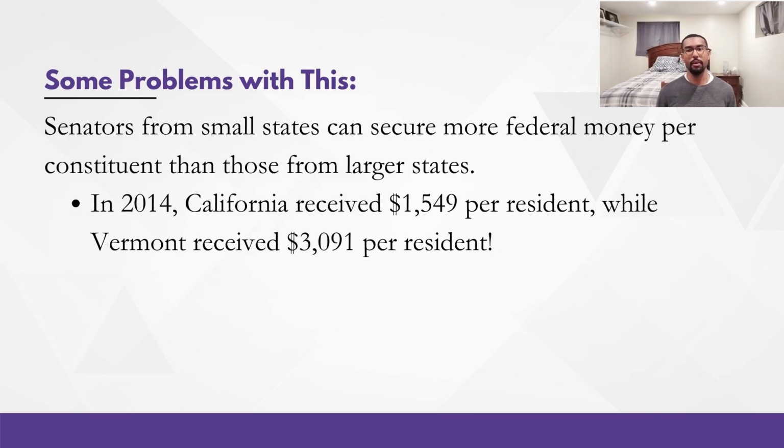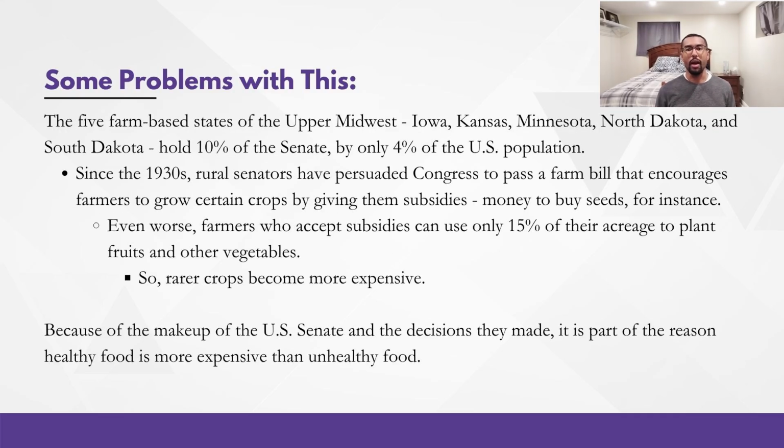Let's look at another example. The 5 farm-based states of the upper Midwest, Iowa, Kansas, Minnesota, North Dakota, and South Dakota, hold 10% of the Senate, but only 4% of the U.S. population. Since the 1930s, rural senators have persuaded Congress to pass a farm bill that encourages farmers to grow certain crops by giving them subsidies, money to buy seeds, for instance. Even worse, farmers who accept subsidies can use only 15% of their acreage to plant fruits and other vegetables. So rarer crops become more expensive.